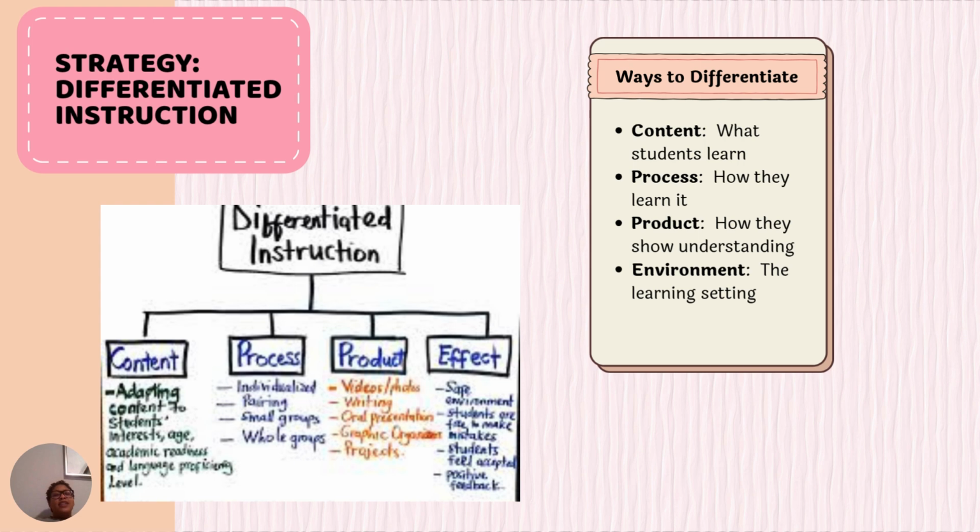So, ways to differentiate. You can do that through your content, so what students learn. You can do that through your processes, how they learn. You can do that through your product, which is how they show they understand. You can do that through the environment, the learning setting. So, an example of differentiating through products would be creating a choice board or having a tiered assignment.